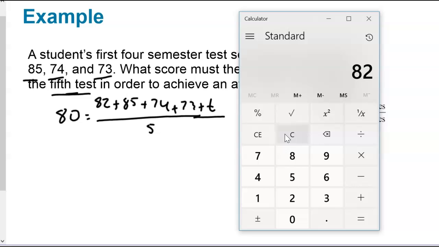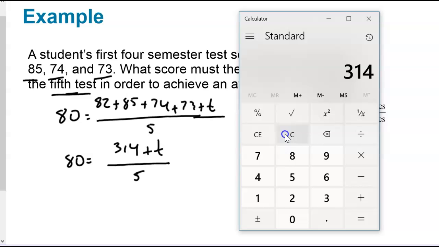And 82 plus 85 plus 74 plus 73 is 314. So bring the problem down. And again, I would completely recommend always bring your problem down and rewrite the problem every time. That way it'll keep you from making mistakes, or you can go back and see where you made a mistake if something pops up. So in this case, we have 314 plus t divided by 5.